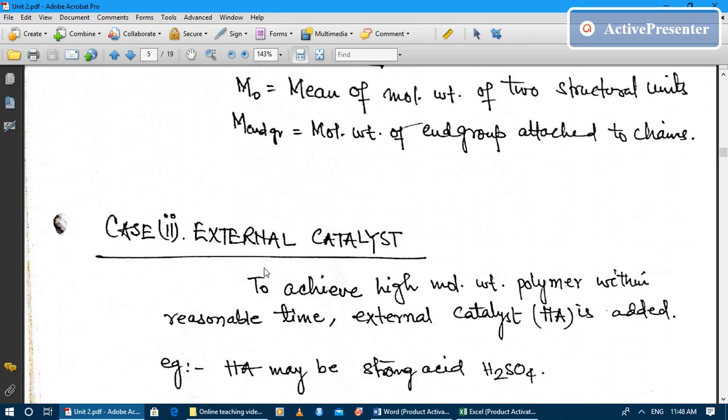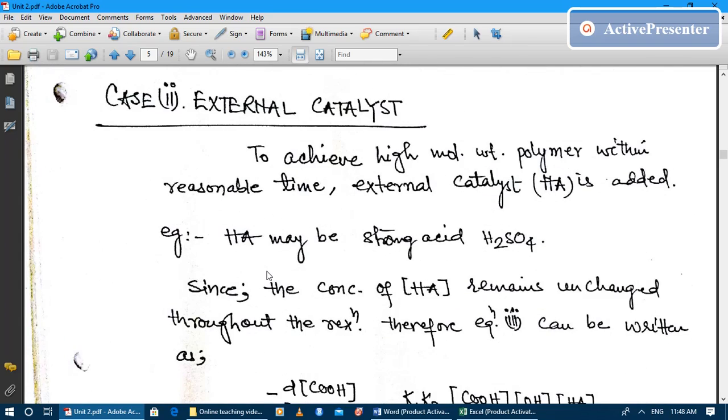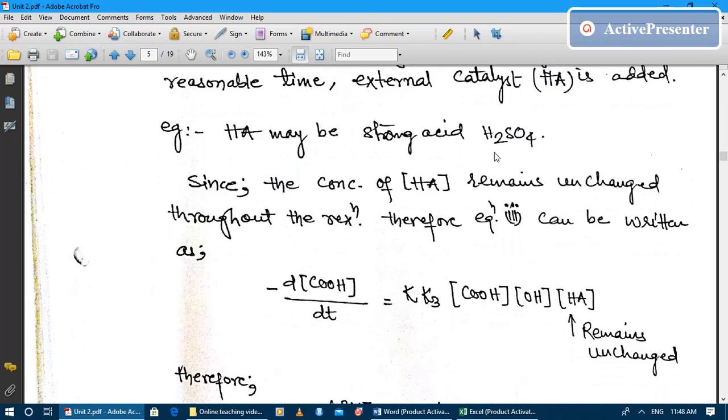Correct. Now let us see the case of externally added catalyst, when in the step polymerization, polycondensation reaction, we are adding an externally added catalyst. To achieve high molecular weight polymer within reasonable time, external catalyst HA is added. For example, HA may be a strong acid like H2SO4 or some other acid. Basically, HA must be capable of donating one hydrogen atom when required.